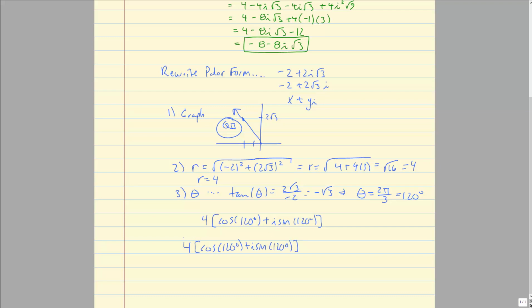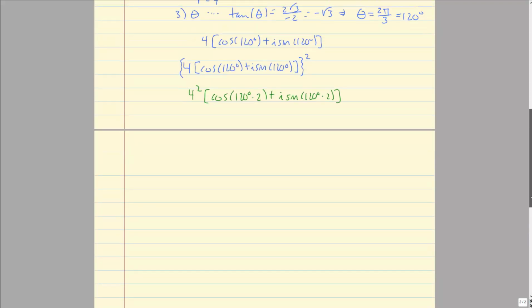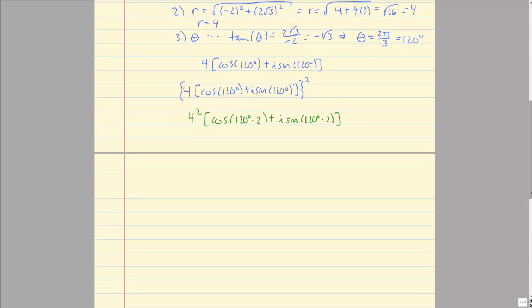So when I square it, I'm going to put curly braces around this because I'm squaring the whole thing, that's not the 4. So this ends up looking like 4 squared times cosine of 120 degrees times 2 plus i sine 120 degrees times 2. And you're thinking the other method was shorter, but we'll come full circle at the end and it'll be equivalent, and then I'll show you why this is a better approach to use for some different types of problems. So 4 squared is 16.